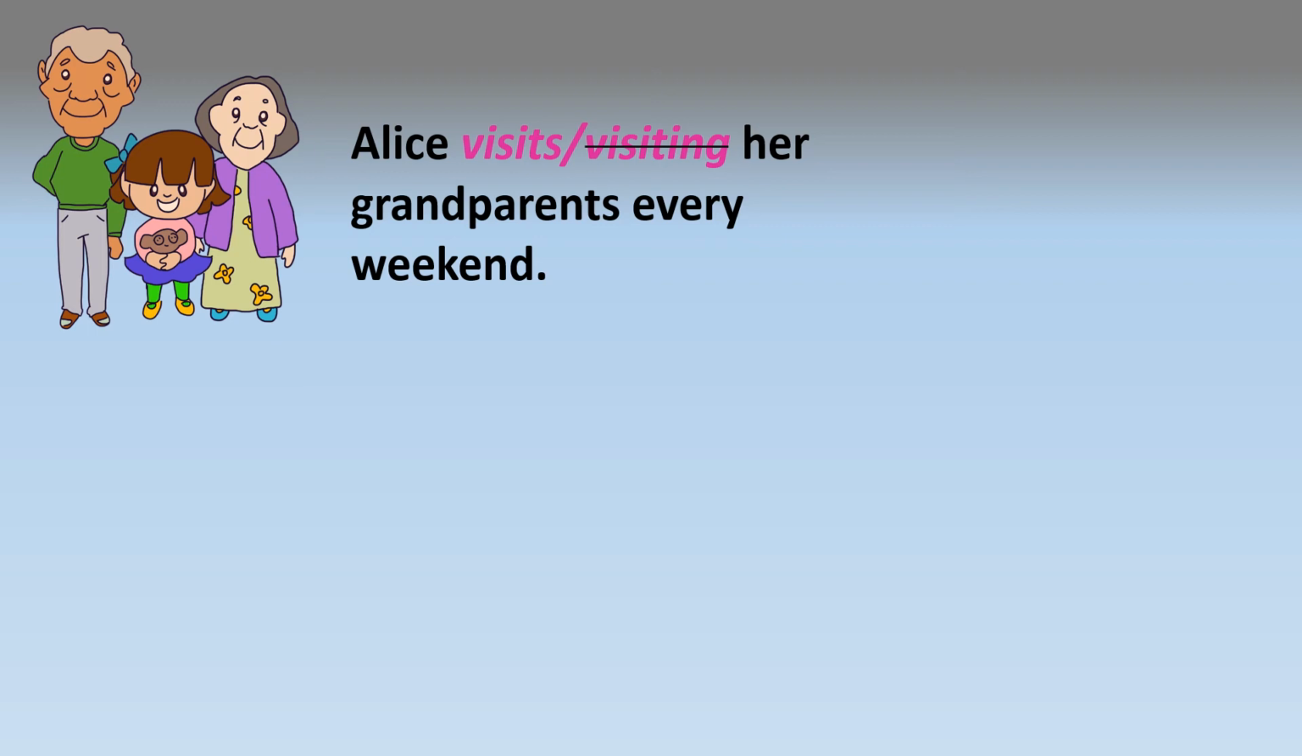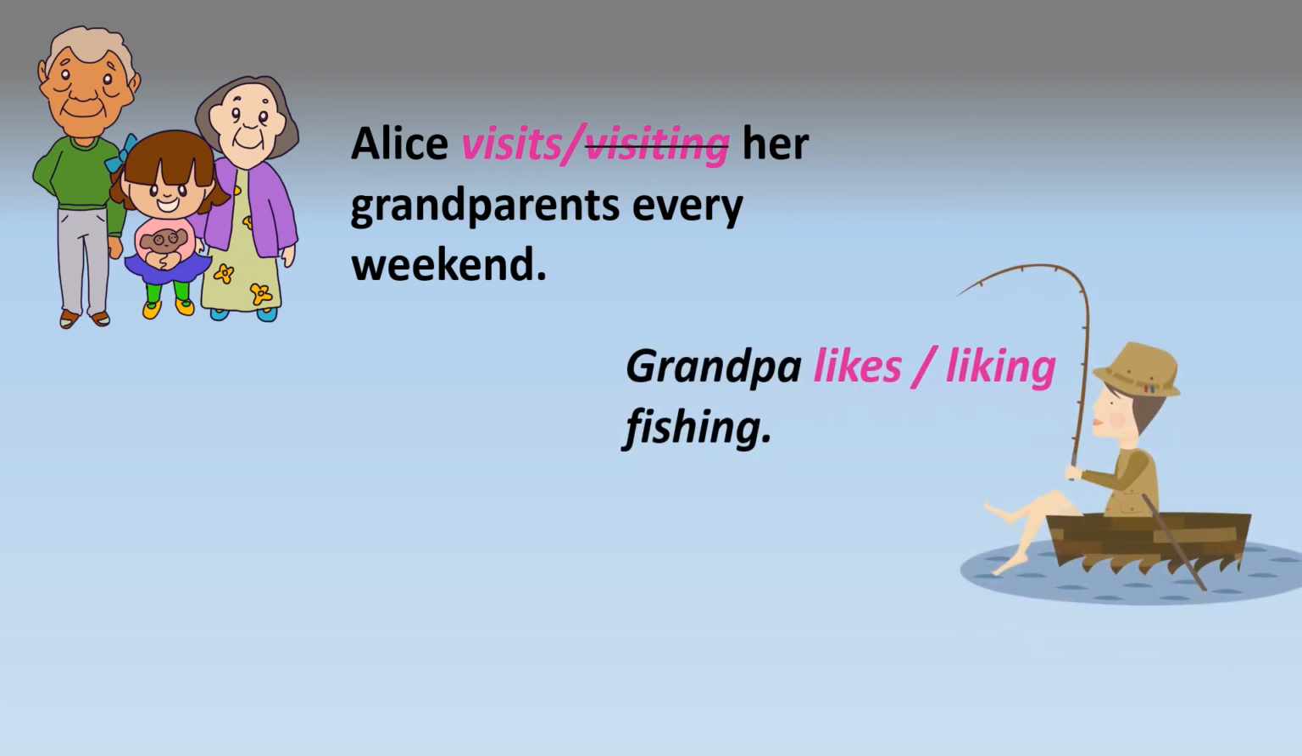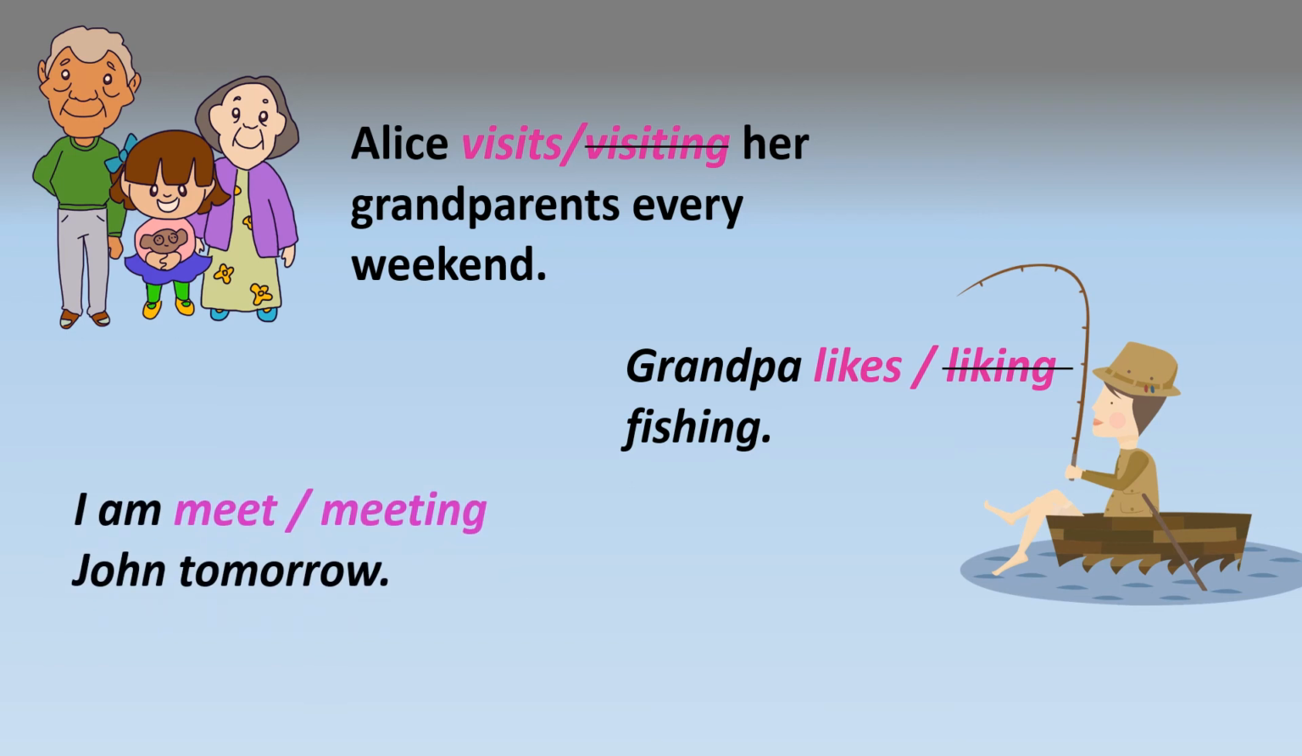Now let's look at Grandpa. Grandpa likes or liking fishing. So we know that when we speak about like, when you like something, it is a state and it's a permanent state. Therefore, Grandpa likes fishing. It's something which will always be true for a long time for Grandpa, not just for now. Now, let's have a look at the next example. I am meeting John tomorrow. So this is happening tomorrow, which means it's an arrangement. Therefore, I am meeting John tomorrow.